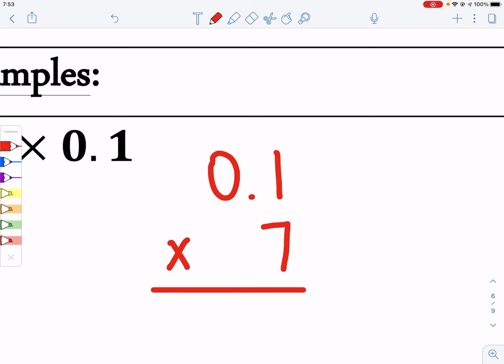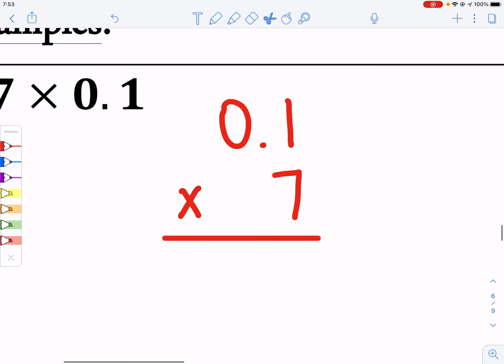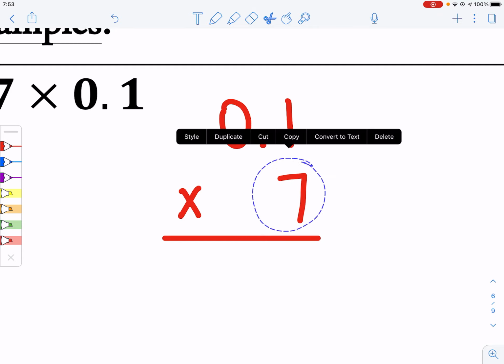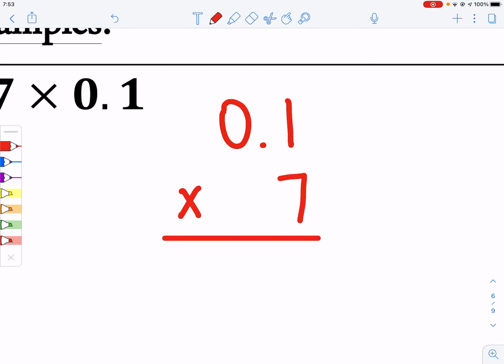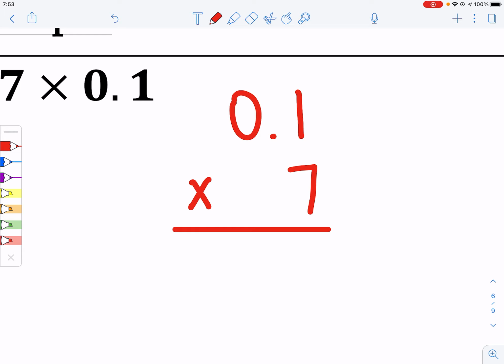Please notice when I'm multiplying by 7, notice where my 7 goes. My 7 goes underneath the 1. Do not put it under the 0 and try to line up decimals. Just put it underneath the 1. Okay, from here I'm just going to multiply. So what you do is you look at the 7 and you multiply. 7 times 1 is 7. 7 times 0 is 0.